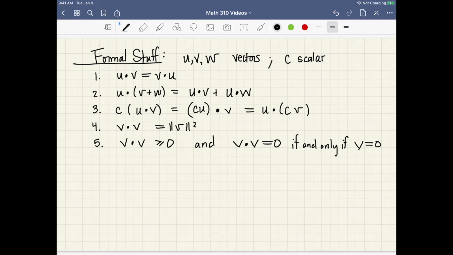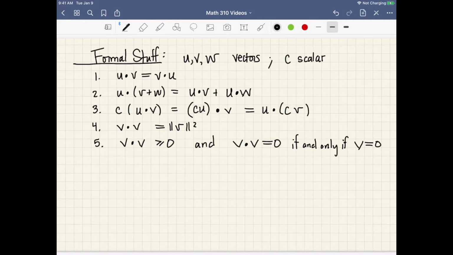This should be clear from the definition of dot product. The second property is also very straightforward to check. u dot (v plus w) is the same thing as u dot v plus u dot w. And property 3, a scalar times u dot v can be distributed as the scalar times u, then dotted with v, or u dot the scalar times v.